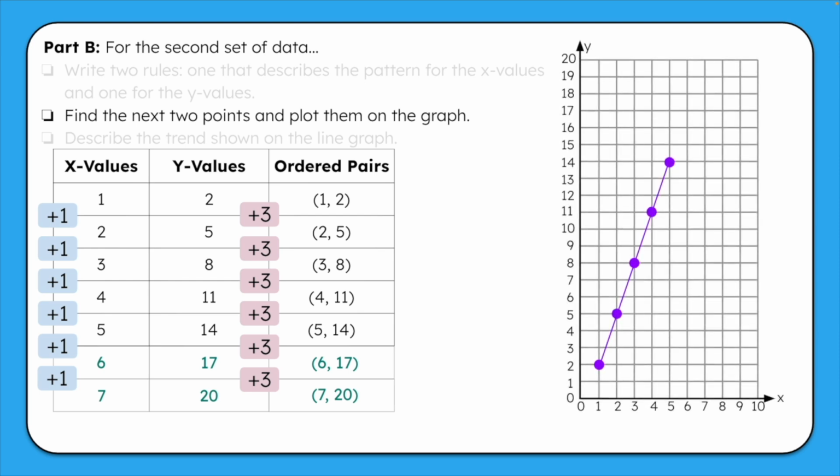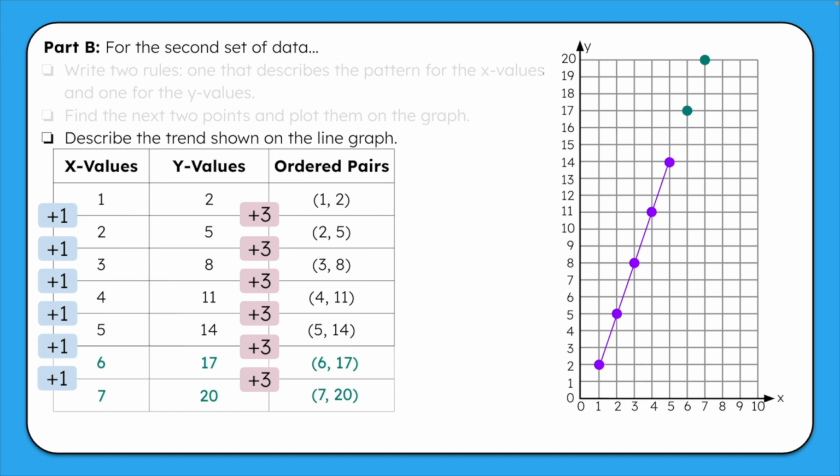Now, to graph. Start at the origin, then move to 6 on the x-axis. We go up to 17 on the y-axis, then make a point. The next point is at 7, 20, so it's over to 7 on the x-axis, then up to 20 on the y-axis to make our point.